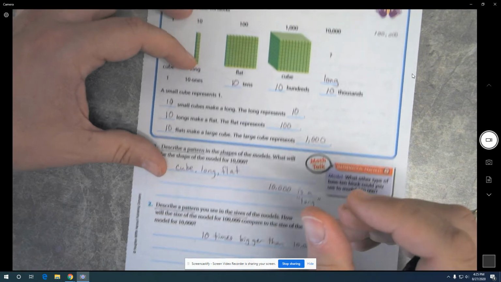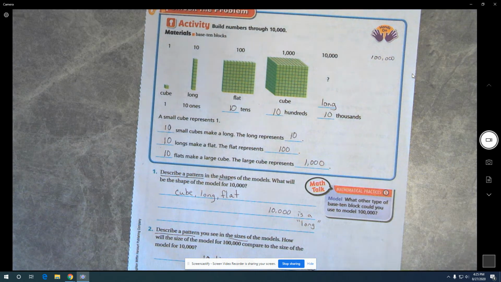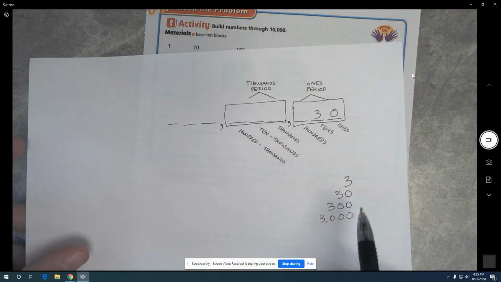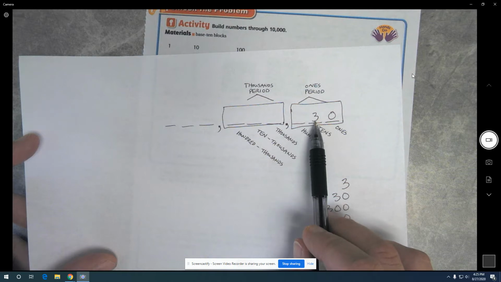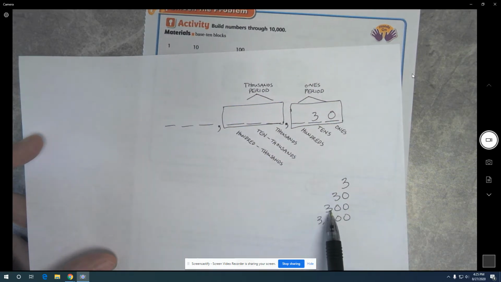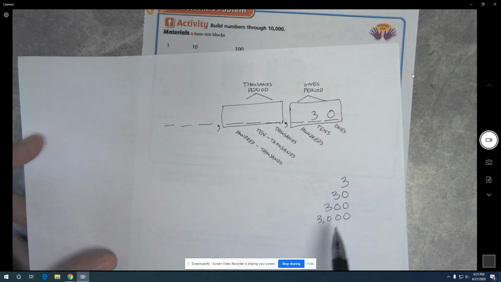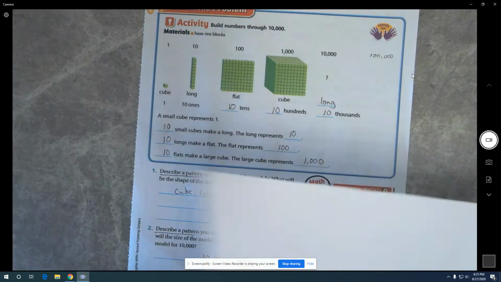Every time you move over, that number doesn't just get bigger, it gets 10 times bigger. And that's true when we're talking about this as well. Every time you move over, that 3 here is 3. Move it here, it's not just 30, that's 10 times bigger than 3. 300 is 10 times bigger than 30. If I have $300 and you have $3,000, you don't just have more, you have 10 times more money. So every time you move to the left, it gets 10 times bigger.